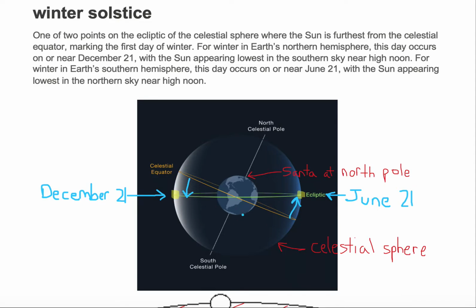Now, if you're living in the southern hemisphere, well then you're looking at when the sun appears lowest in the sky, but it's in the northern hemisphere, and this must be on June 21st. So these 2 points on the ecliptic of the celestial sphere, where the sun is furthest from the celestial equator, is the first day of winter, marking the winter solstice.